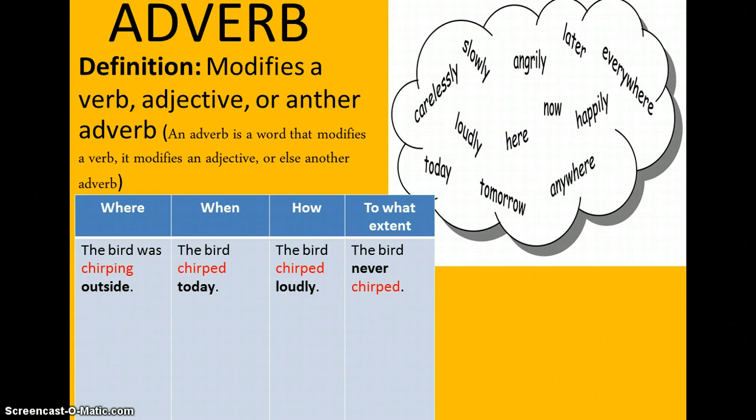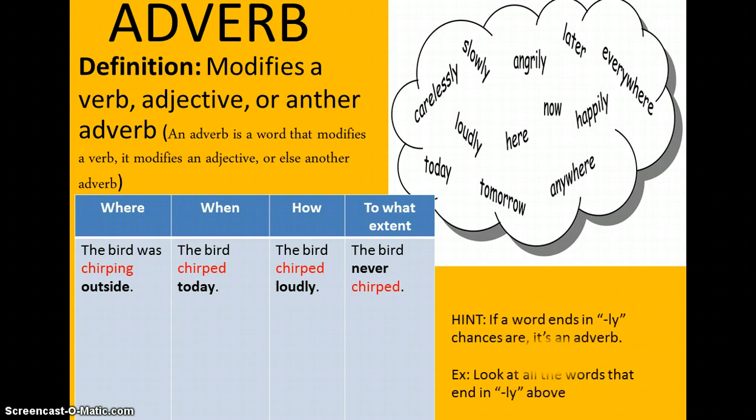And last but not least, it tells you to what extent. The bird never chirped. Notice how in this case the adverb came before the verb. And it's telling you how much the bird chirped, which is never. So please make sure you write that down, and also don't forget to write down our hint. If a word ends in ly, as you see that one of ours does in the example at the table, and many do in the example up here, then you will know that chances are it's an adverb.